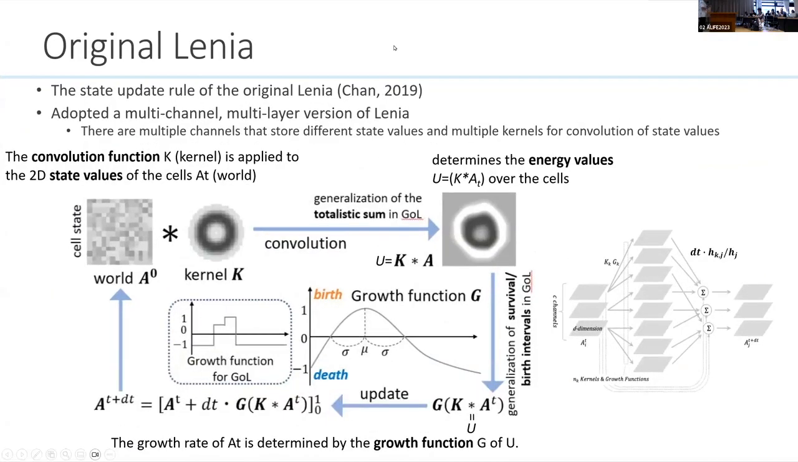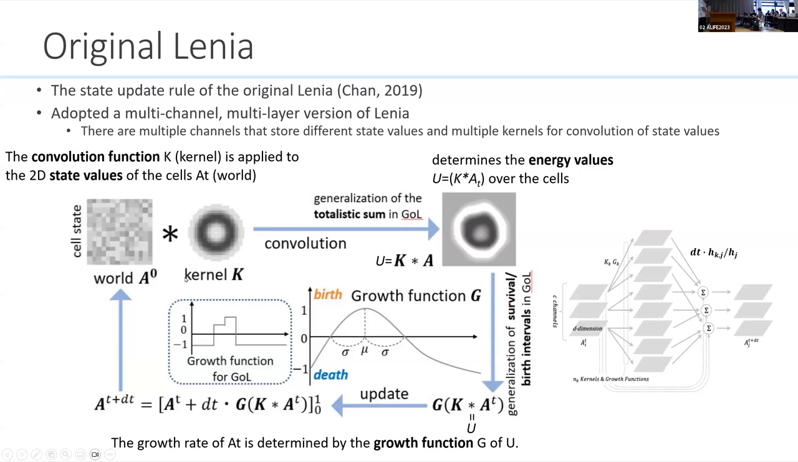Okay, so let me briefly introduce the state update rule of original Lenia. As you know, here is a world composed of a cell state A, and the convolution function K is applied to this 2D state value of all cells. And this result determines the energy value over the cell. This is a generalization of the totalistic sum in Game of Life. And then this value is used to grow the state values. So the growth rate of this cell state is determined by the growth function G and over U, the energy value.